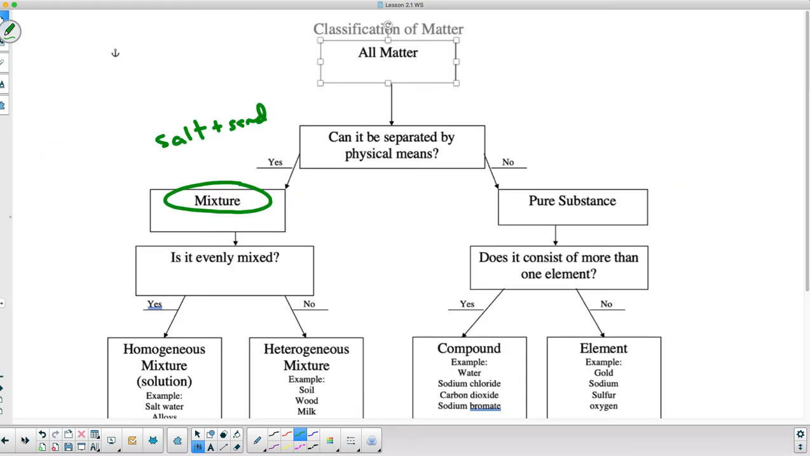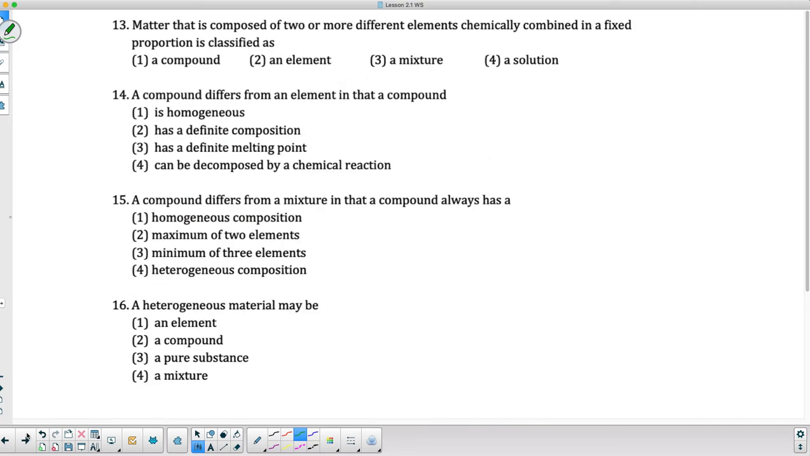So there's our classification of matter flow chart to help give you some help. Matter that is composed of two or more different elements chemically combined, this is completely from the definition. And of course, that's what a compound is. I'm not going to answer all of these for you. I'm going to skip every other one.